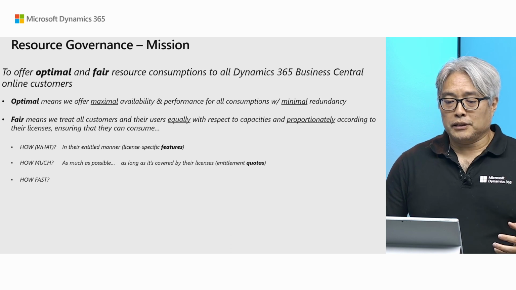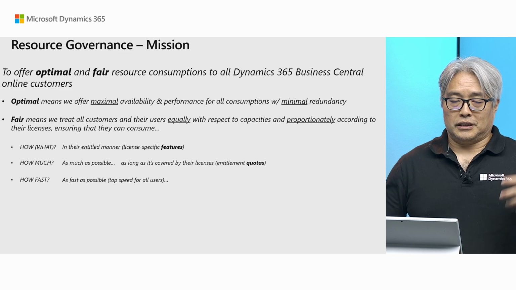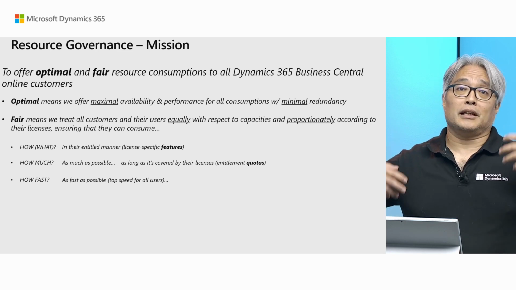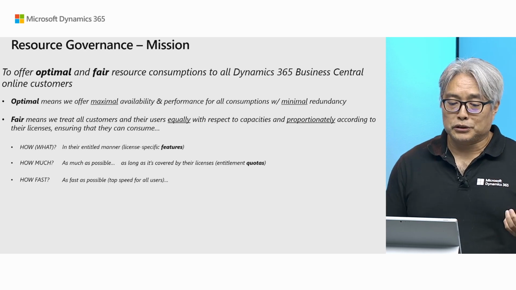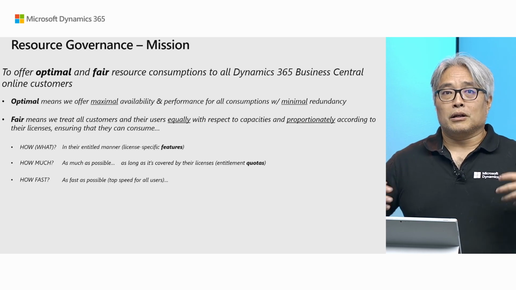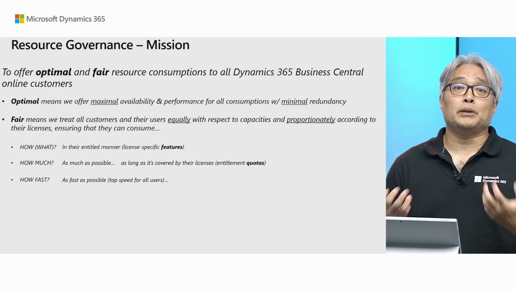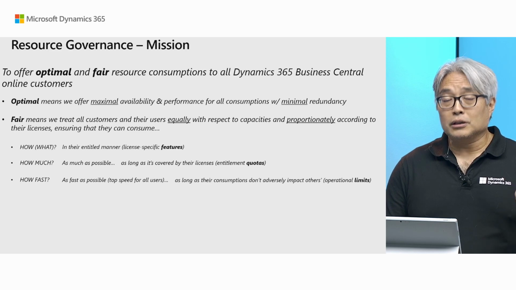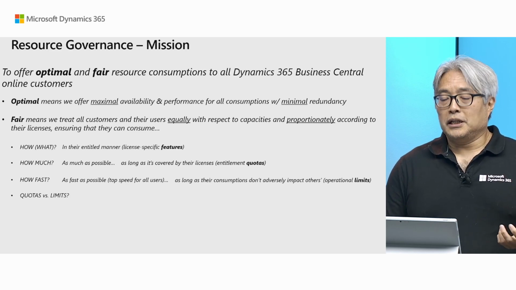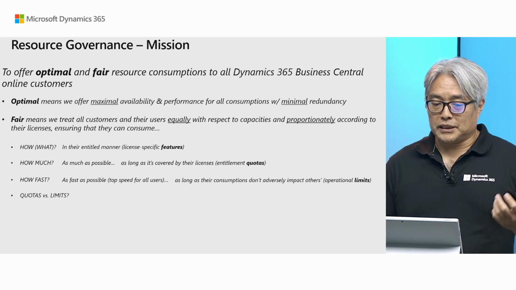And how fast can they consume? We want to ensure they can consume resources. When I'm talking about resources, it means web service request resources, compute resources, storage resources. We want to ensure customers can consume as fast as possible. We want to give top speed to all users as long as their consumption does not adversely impact others. And this is the concept that you are already familiar with, which is called operational limits.